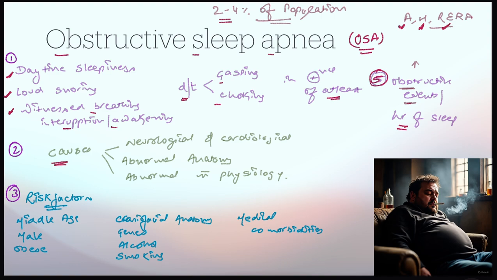The causes of which can be neurological, cardiological, abnormal anatomy, and abnormal muscle physiology. So, physiology, anatomy, or neurological or cardiological causes can be seen. For the risk factors part, it affects middle-aged men who are obese and having craniofacial anatomy disturbances, genetic causes, alcohol and smoking, and medical comorbidity. So we can remember this using this image: middle-aged man, obese, sleeping while smoking, alcohol consumption. So these are the risk factors for obstructive sleep apnea.